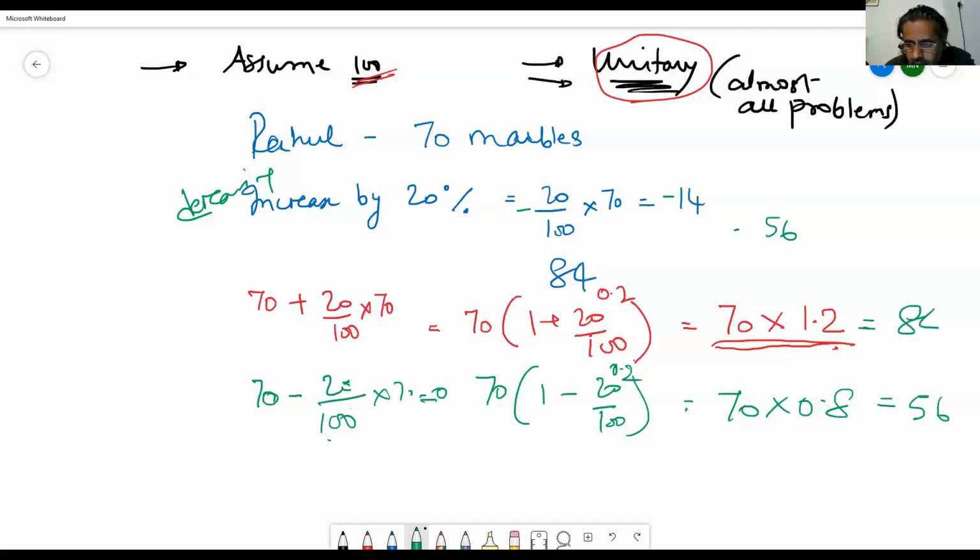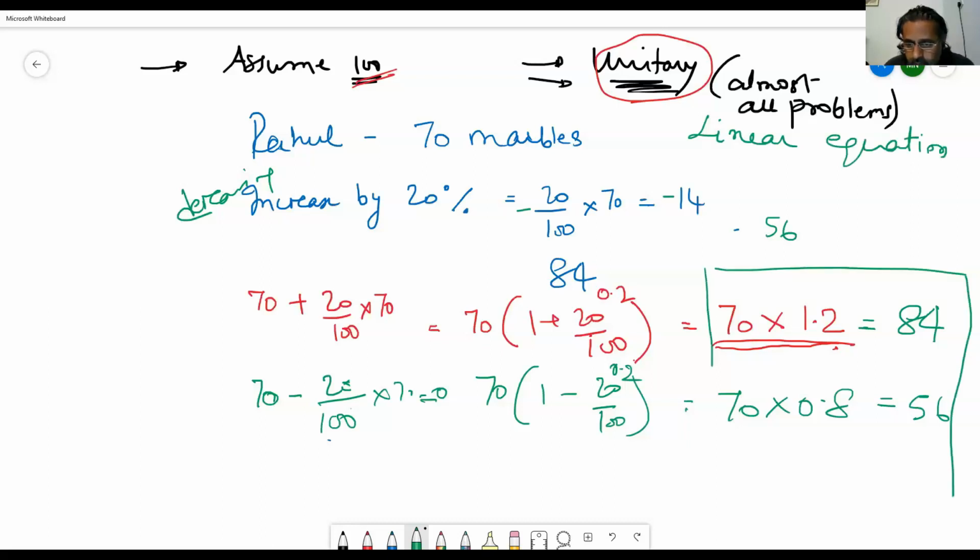So this is a very powerful way of solving percentage problems. Once you are able to do this, you'll find that most percentage problems you can solve using linear equations, if you have understood this concept. Increasing something by 20% is multiplying by 1 plus 0.2, which is 1.2. Decreasing something by 20% is multiplying by 0.8.